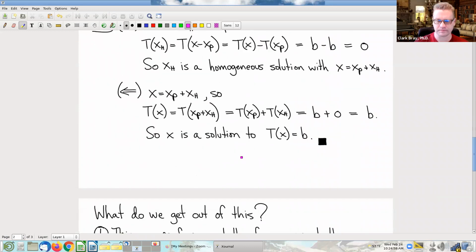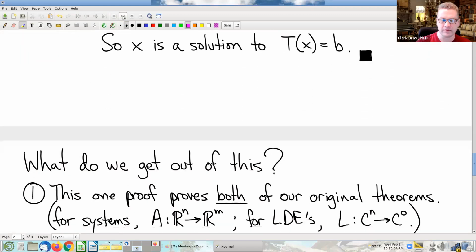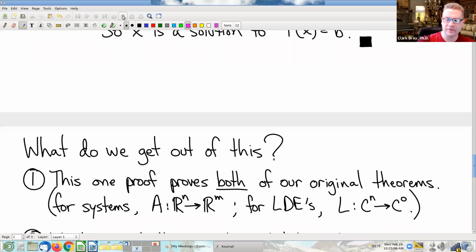Okay, so why do we care? Right, what's the win for us? Why is this something we should be interested in? Well, for one thing, this proves both of the original theorems for us, right? So we see now that we kind of wasted some energy previously. We didn't have to prove both of those theorems separately. We can prove them all at once, right? This one proof proves them both.